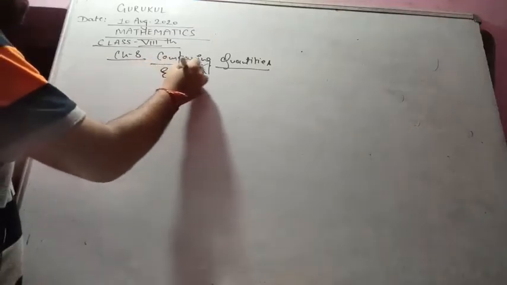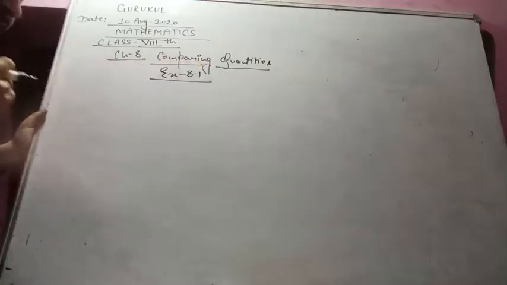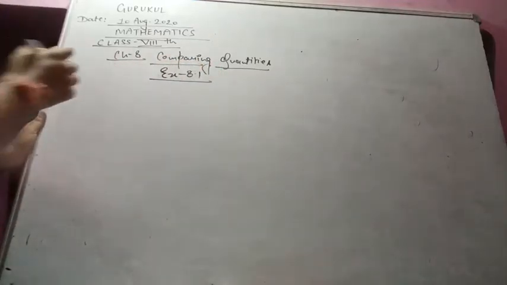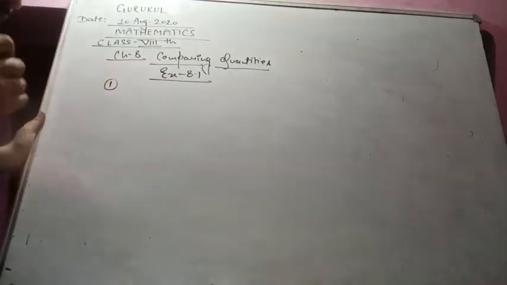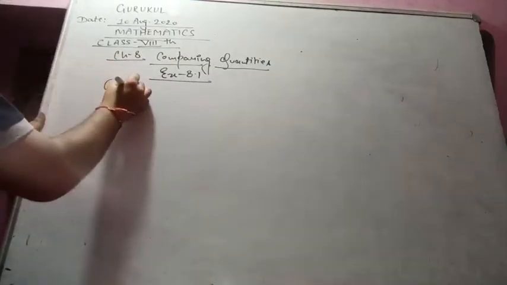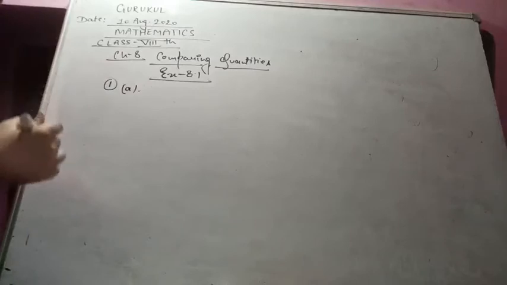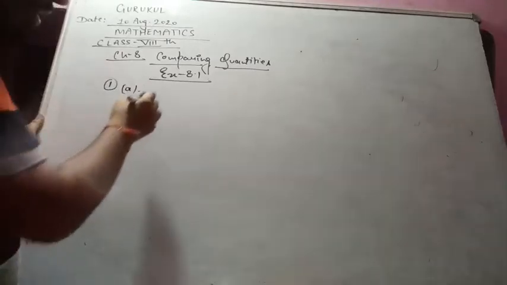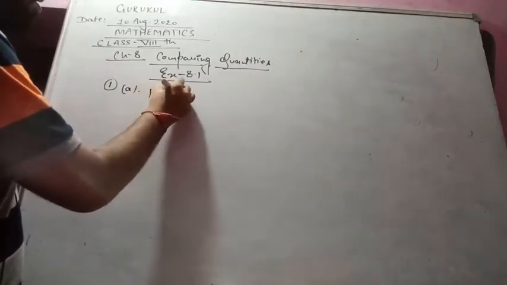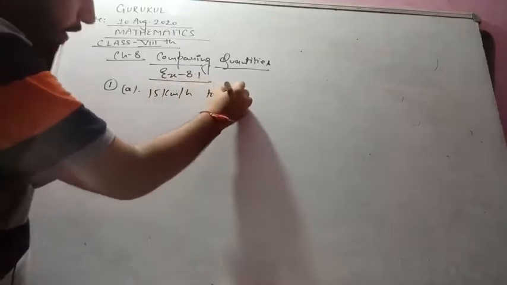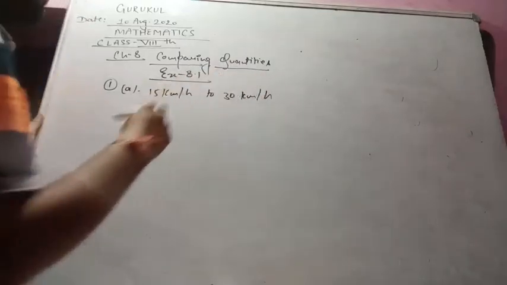Now students, I am going to start exercise 8.1. Exercise 8.1, question number 1. Find the ratio of the following. First, the A part is the speed of a cycle, 15 km per hour to 30 km per hour. We have to calculate the ratio.